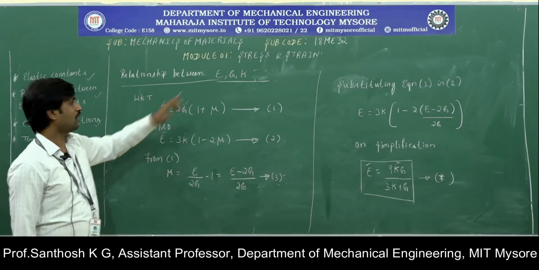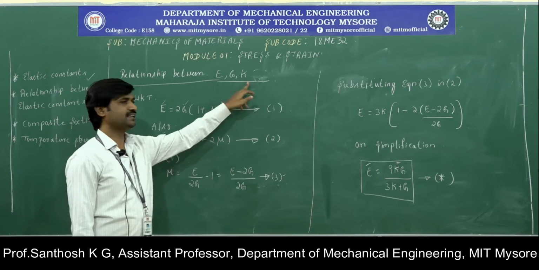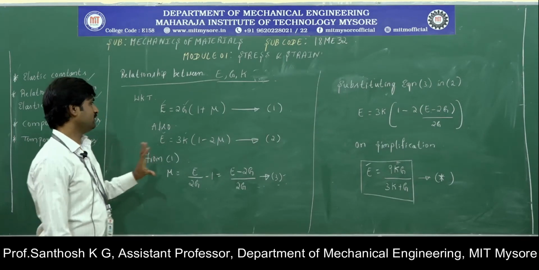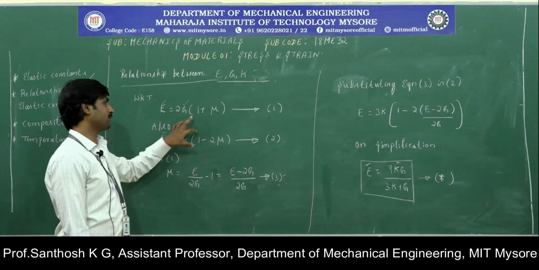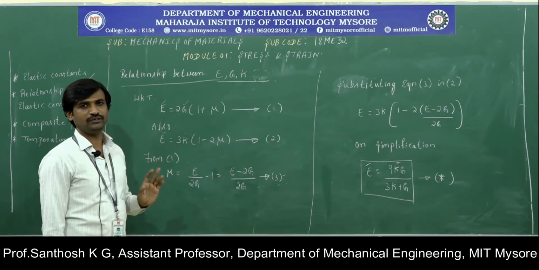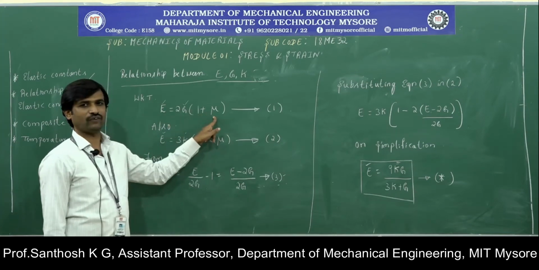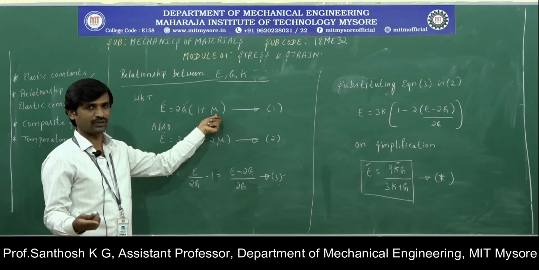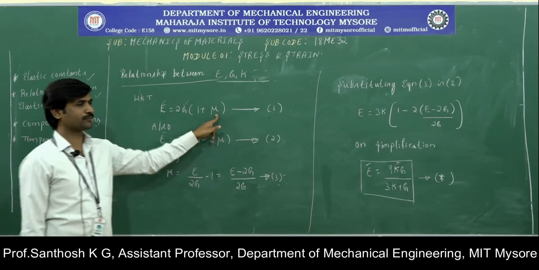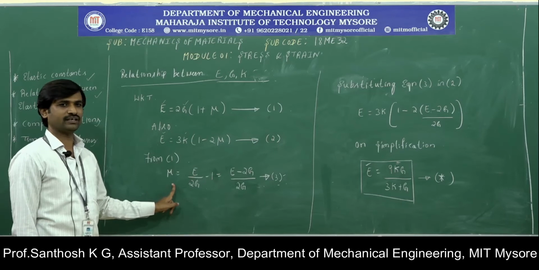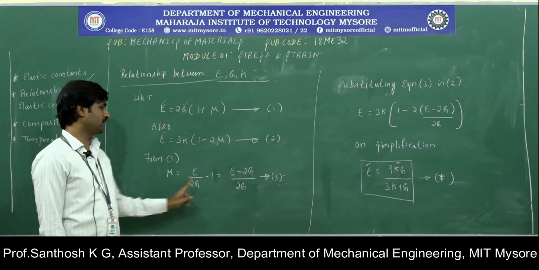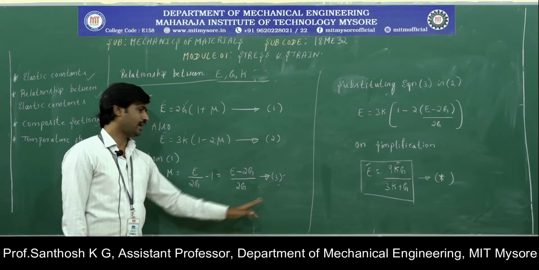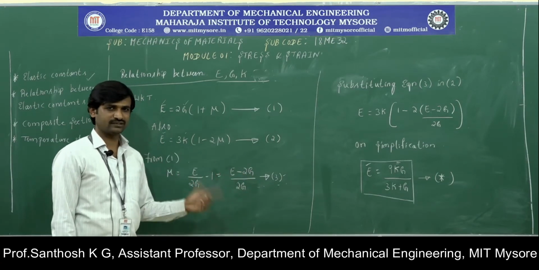Suppose I want all the three terms E, G and K in a single formula, then we need to do certain mathematical manipulation to equations 1 and 2. By making use of equation 1, I can write the expression for mu. So mu will be equals to E minus 2G divided by 2G, and I am going to call this equation 3.